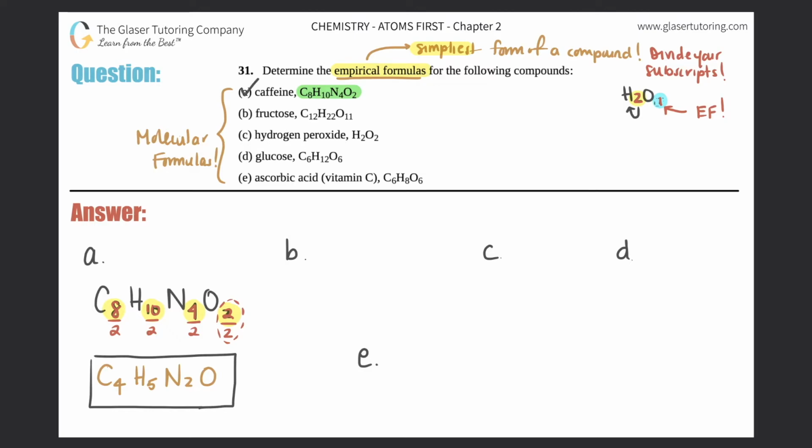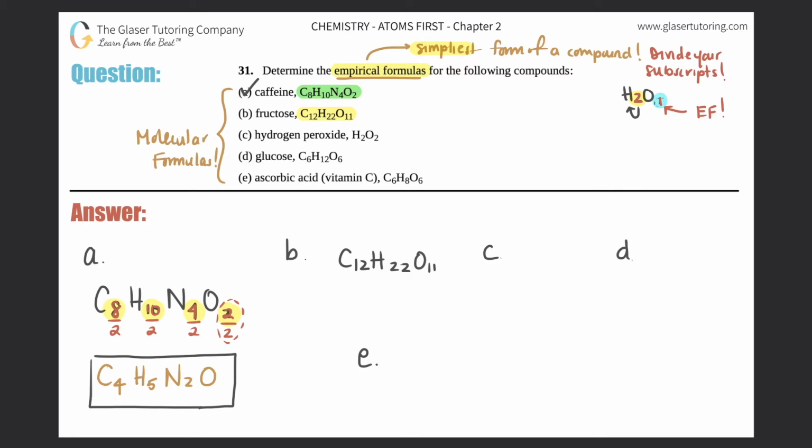Simple as that. B, fructose, C12H22O11. Fructose is a simple sugar that is found in all your fruits. And it's also in that bad sugar, high fructose corn syrup, which I believe is 60% fructose and 40% glucose, but that's neither here nor there. So fructose is naturally found in fruits.